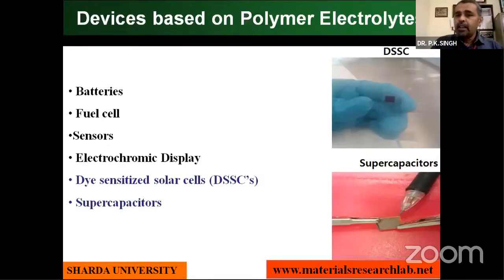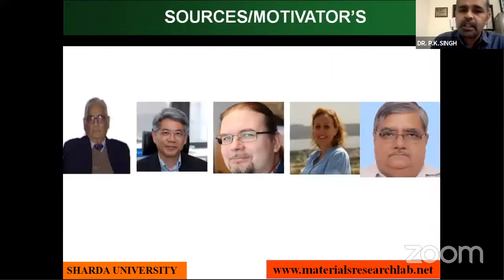I have already told you that if anyone is able to develop a good polymer electrolyte with good ionic conductivity, maybe you can use that polymer electrolyte as an electrolyte in batteries, fuel cells, and other electrochemical devices. Now I am focusing mainly here on this topic, dye sensitized solar cell. So the area where I am going to talk is related to solar cells.